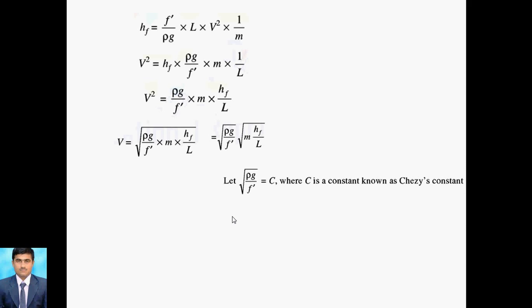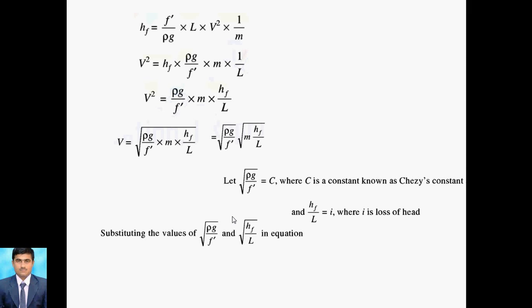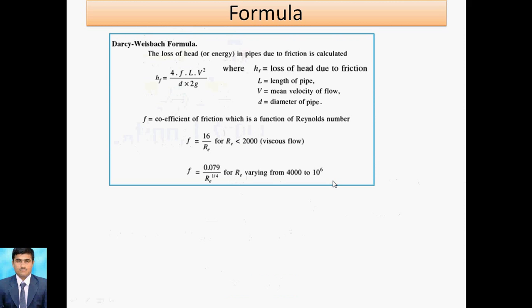So we can separate this into two terms: rho g upon f dash is equal to c, then h_f upon l is equal to i. After that we will get the value of v is equal to c square root of m i, where c is rho g upon f dash. Then square root of m as it is, and h_f by l, that is head loss due to friction per unit length, is capital I. So this is the formula for finding v is equal to c root of m i. Now we discuss the Darcy-Weisbach formula.